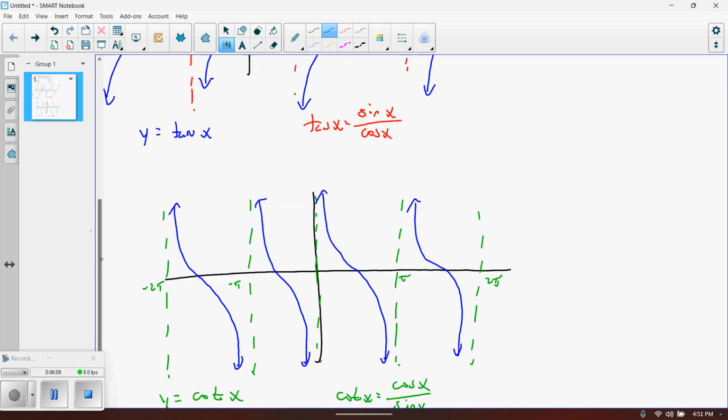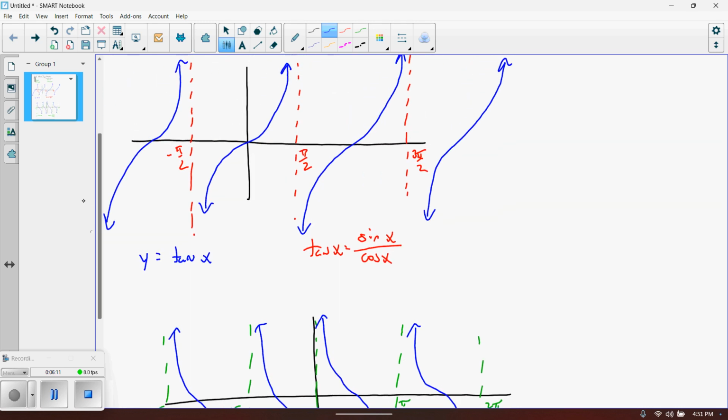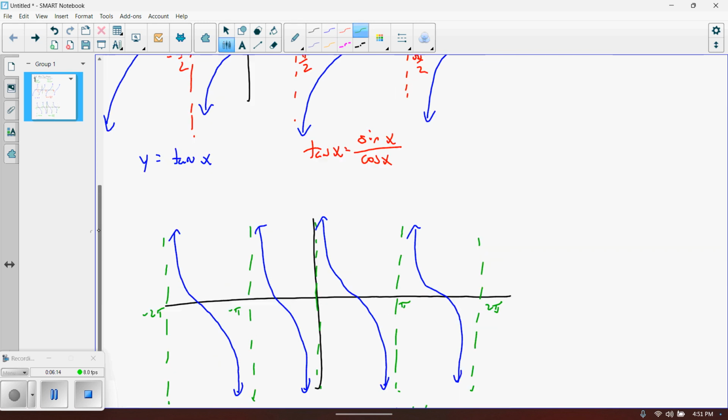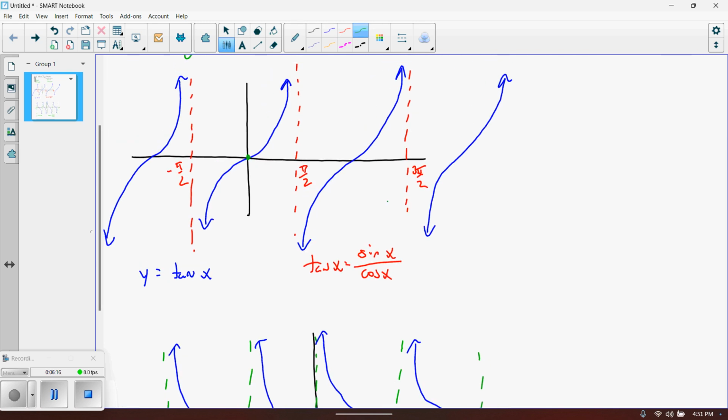And of course, these places where it hits the x-axis, those are your zeros of tangent. So tangent of 0 is 0. This is going to be right in the middle, in between pi halves and 3 pi halves, which is at pi. Tangent of pi is going to be 0. And if you think about it, again, that makes sense.